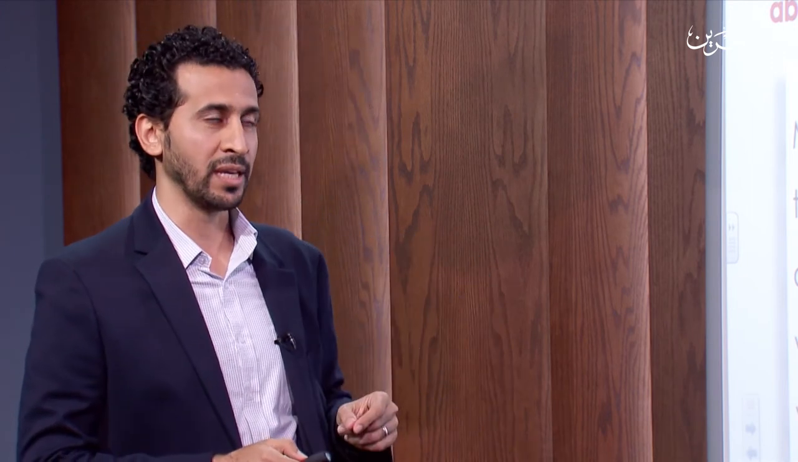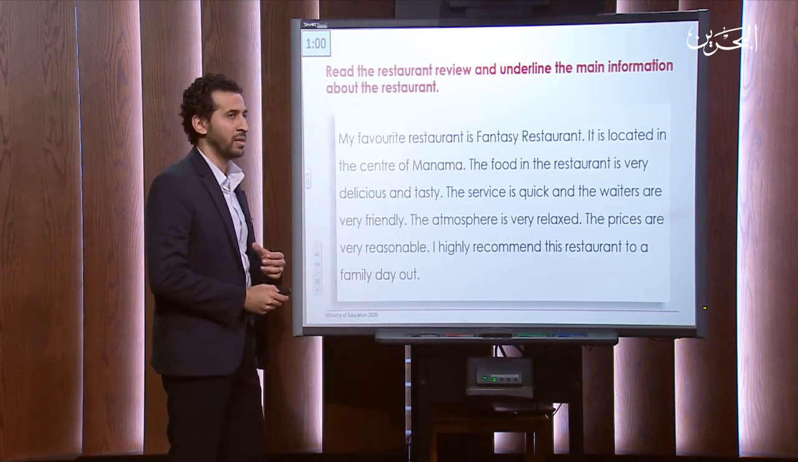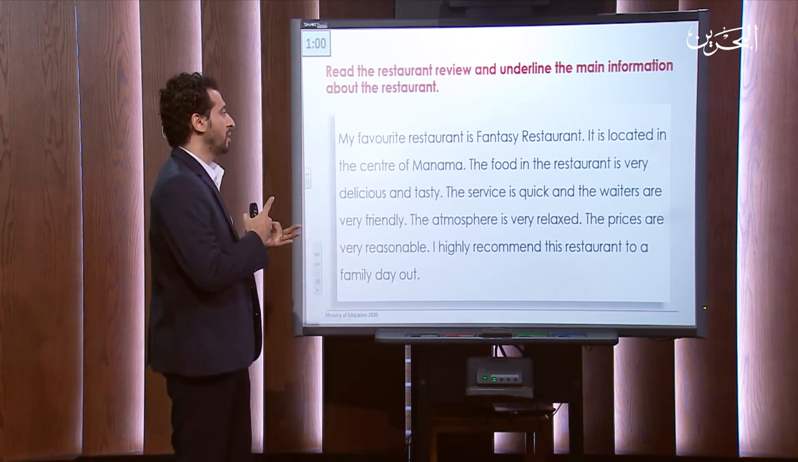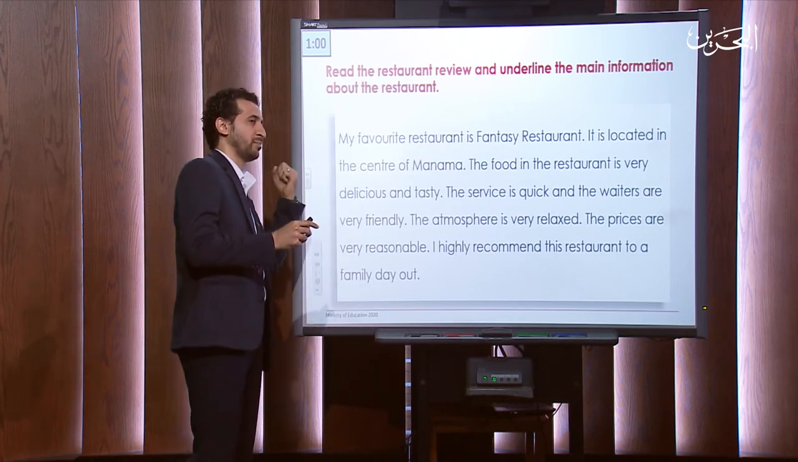Okay, now we have a lot of vocabulary in our head about restaurants, and we need to use them carefully in the next slide. This is the first task, so I just want you to read the restaurant review carefully, and you need to underline the main information about the restaurant. Think about food, think about decor, think about location, and all of these things that we have discussed before.